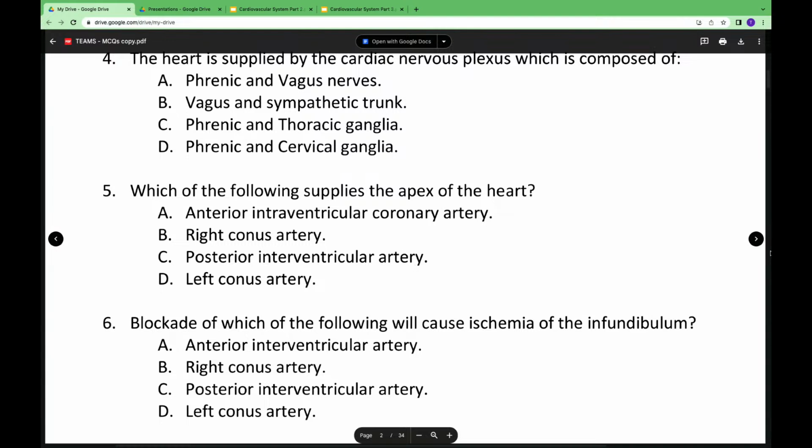And the sixth question. Blockage of which of the following will cause ischemia of the infundibulum? This is an interesting question, right? You should tell me why you think this is A, this is B, or C, or D.